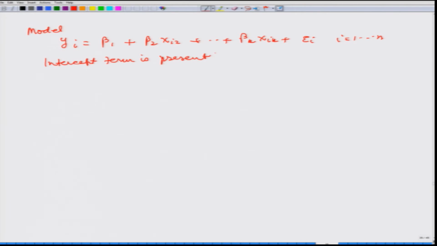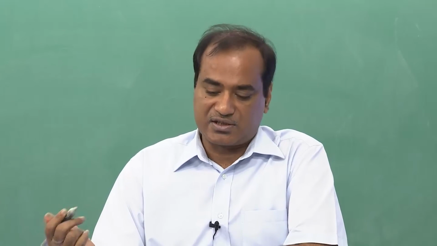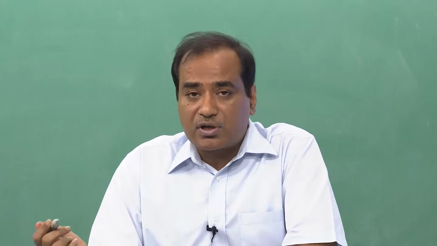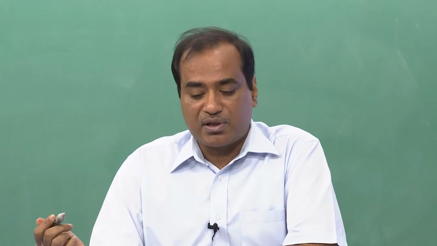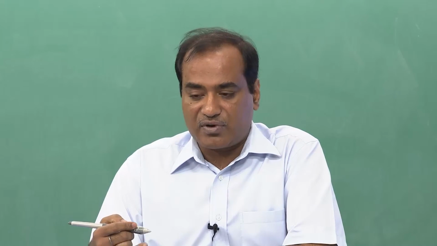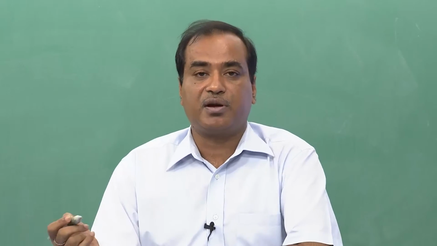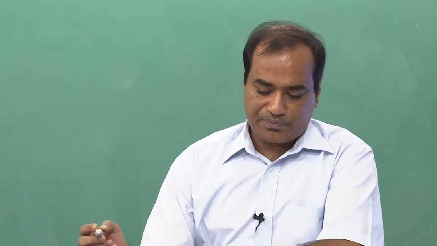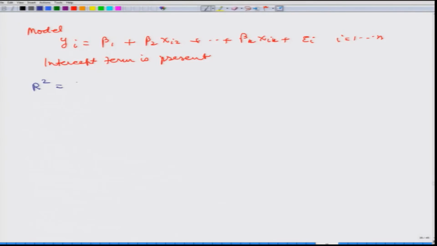R square has a limitation that it assumes that the intercept term is present in the model, and the value of R square can be obtained only in such a condition. If you do not consider the intercept term in the model, then the definition of R square which we are going to consider here will not remain valid. Now we define R square as 1 minus sum of squares due to residual divided by sum of squares due to total.